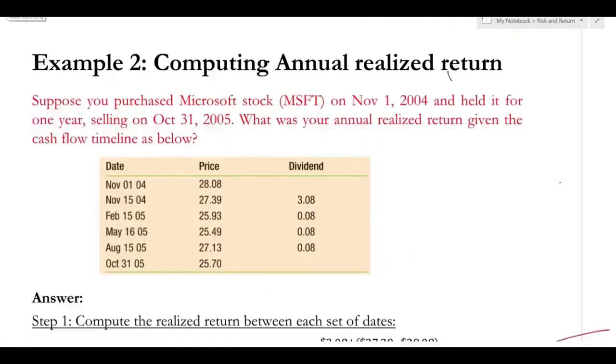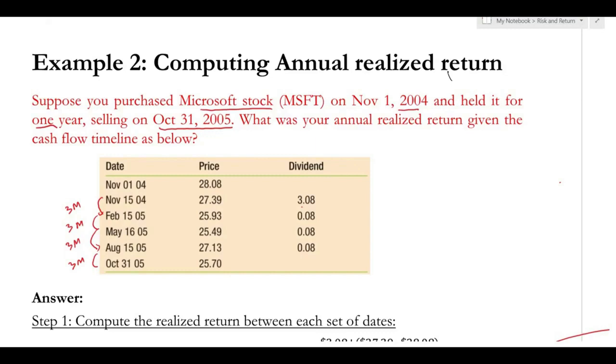Now let's see an example. You have purchased a Microsoft stock in November 2004 and held it for 1 year. The investment period is 1 year, selling it on October 31st, 2005. What was your annualized return given the cash flow timeline below?